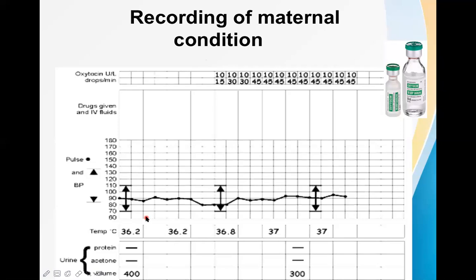Is this pulse normal or not? See this. This is 90, isn't it? 90. What is the normal pulse rate? What is normal pulse rate? 72 per minute. It's 60 to 100, sir. Normal. Okay. Any other answer?